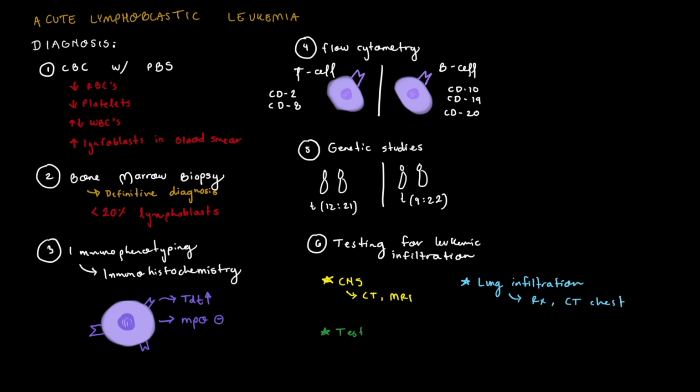In the central nervous system, we can ask for a CT or MRI. In lung infiltration, a chest CT or radiography. Also, for testicular infiltration, we can ask for ultrasound. In the liver, we can ask for an ultrasound or an abdominal CT. Okay.